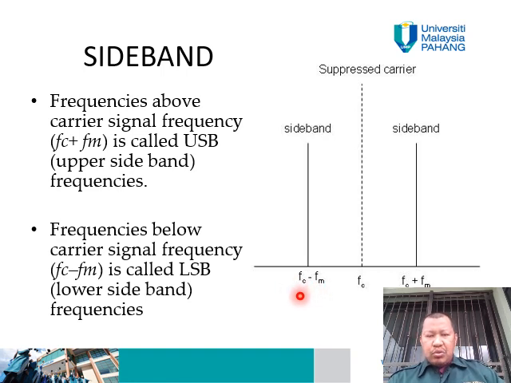So how do we determine the value of the frequency? Basically, the carrier minus the modulation frequency Fm gives the LSB, and the carrier plus the modulation frequency gives the USB.